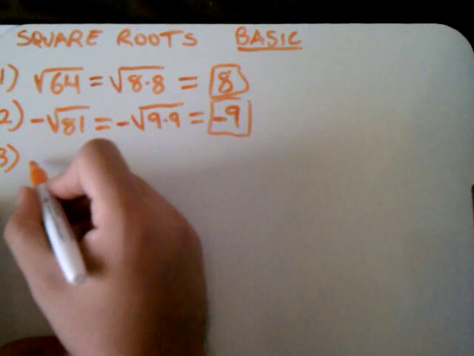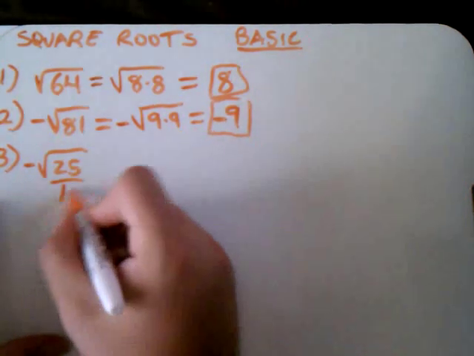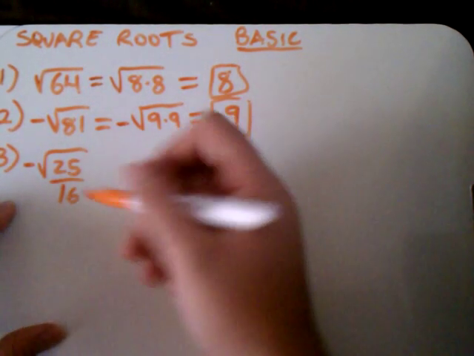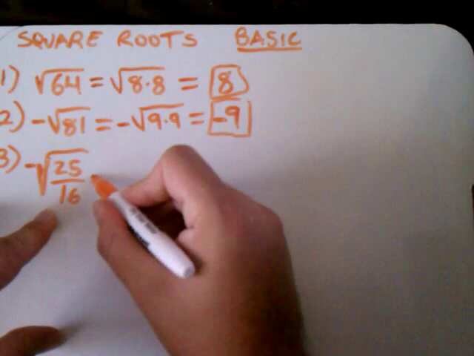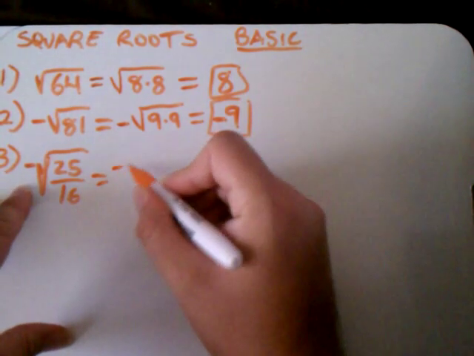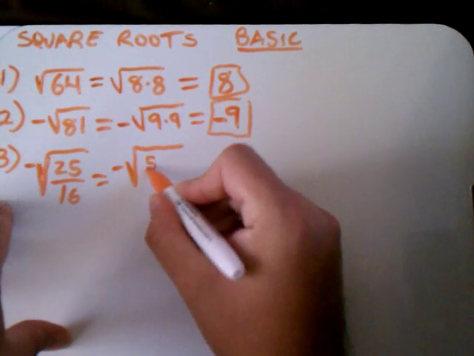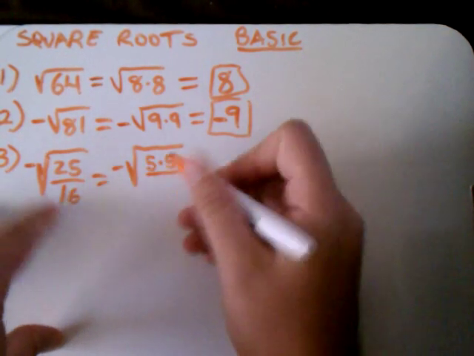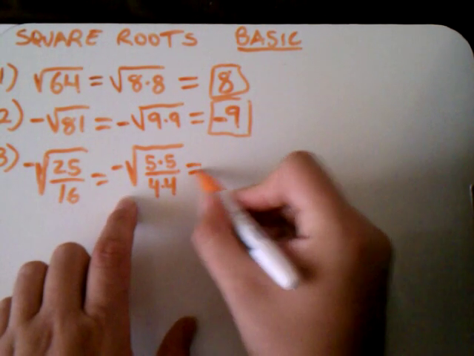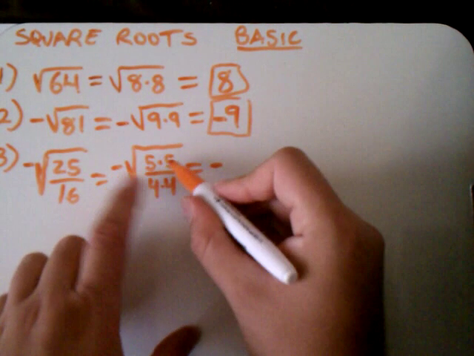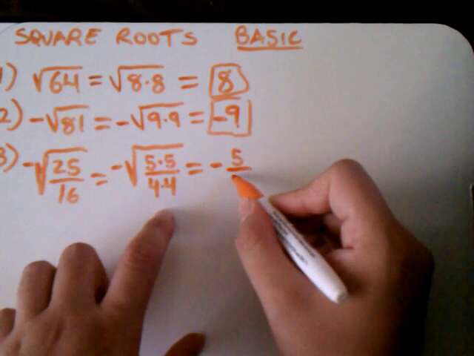Example 3, I have the negative square root of 25 over 16, okay? The square root covers the entire fraction. Again, keep the negative, so the square root, the top 25 is the same thing as 5 times 5, and the bottom is the same thing as 4 times 4, okay? Again, we're going to keep the negative sign. I have a partner on top, so one comes out, and I have a partner on the bottom, so one comes out.